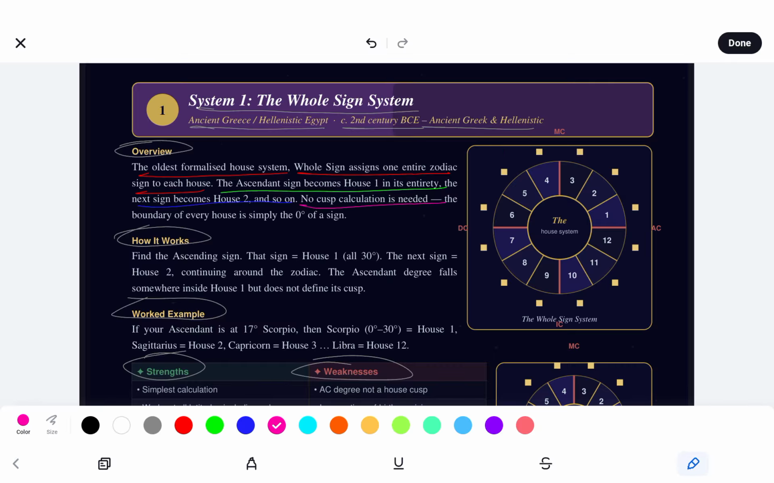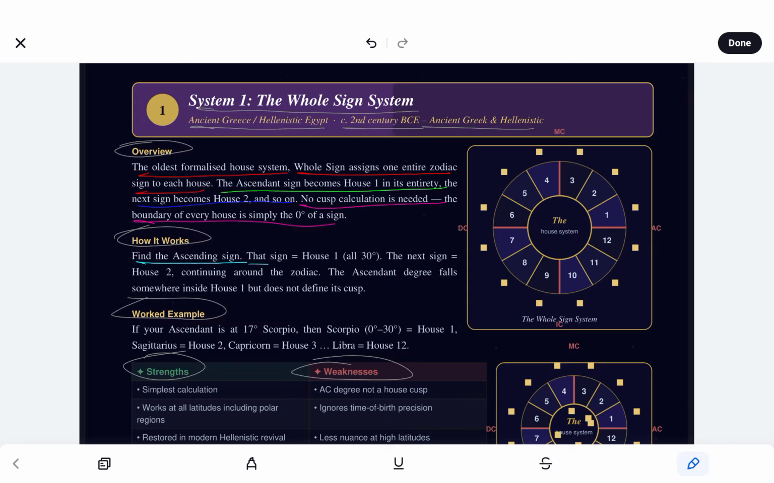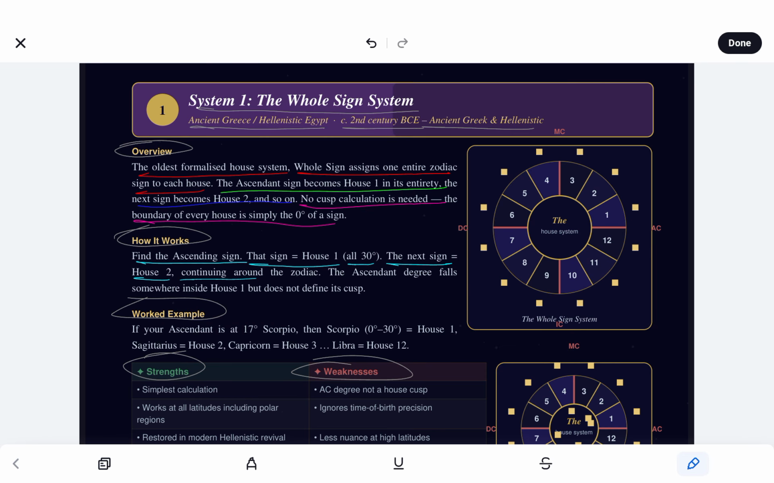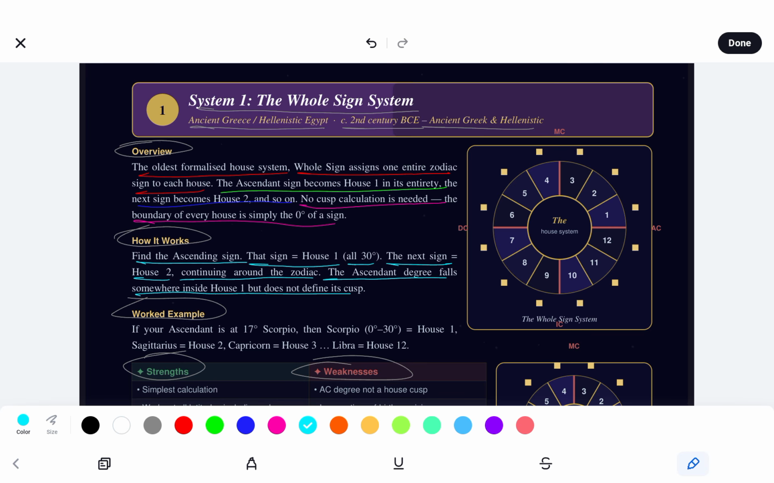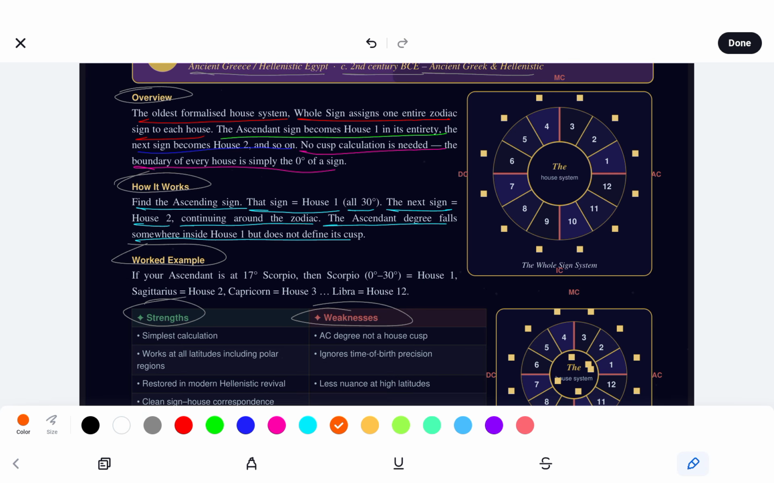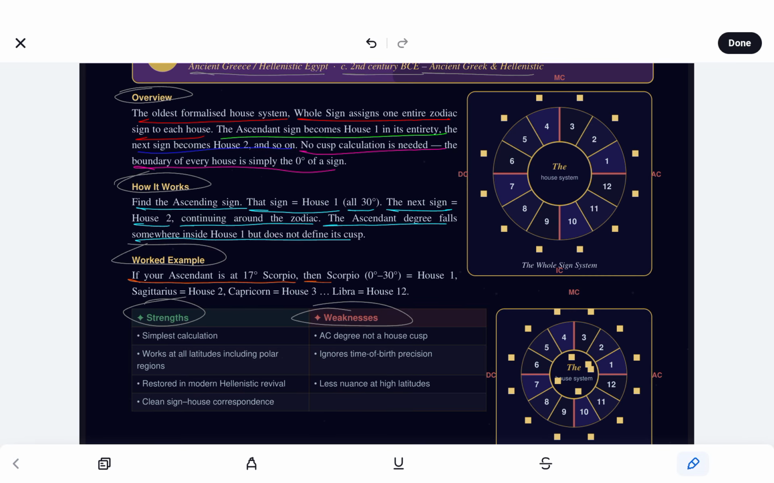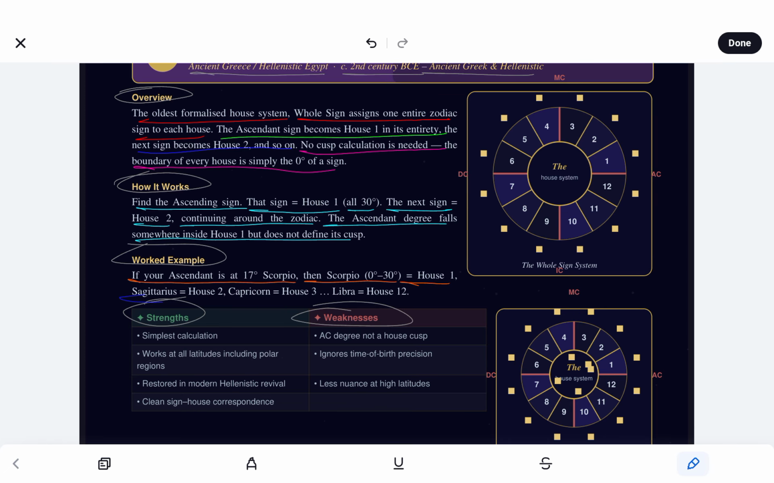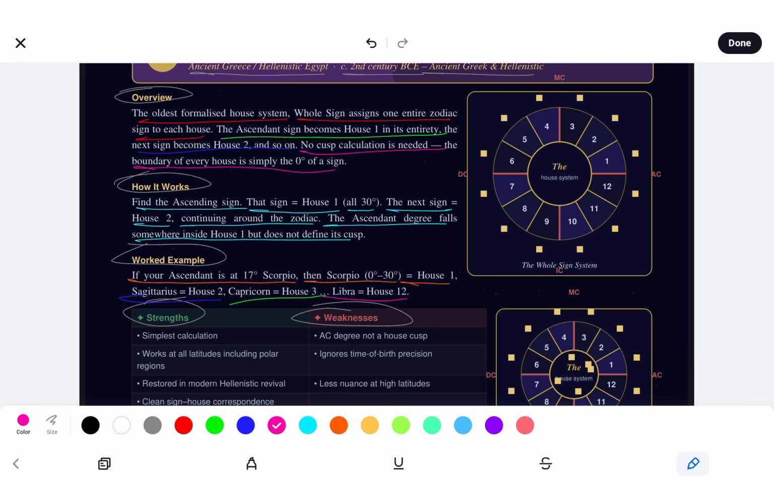No cusp calculation is needed. The boundary of every house is simply the 0 degrees of a sign. Find the ascending sign. That sign equals house 1, all 30 degrees. Next sign equals house 2, continuing around the zodiac. The Ascendant degree falls somewhere inside house 1, but is not defined as the cusp. If your Ascendant is at 17 degrees Scorpio, then Scorpio 0 to 30 degrees equals house 1, and Sagittarius equals house 2, Capricorn equals house 3, Libra equals house 12.